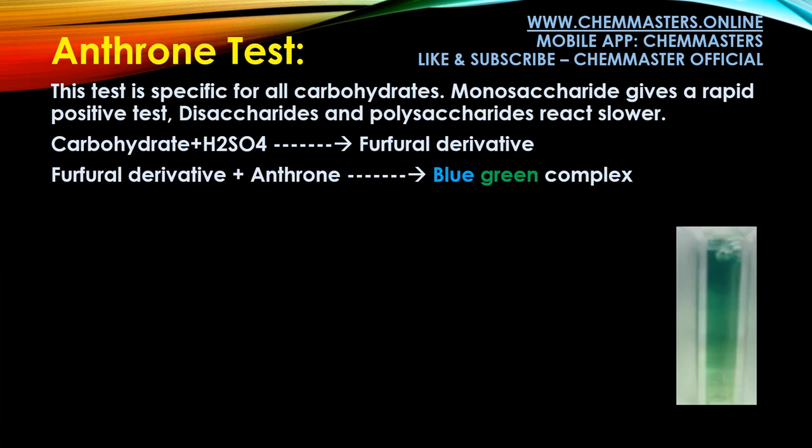So what is the major difference between the Molisch test and the Anthrone test? Both are going to identify carbohydrates. If the sample is a carbohydrate, it gives a positive test for both Molisch and Anthrone reagents. The major difference is that the Molisch test uses alpha-naphthol, while the Anthrone test uses Anthrone.